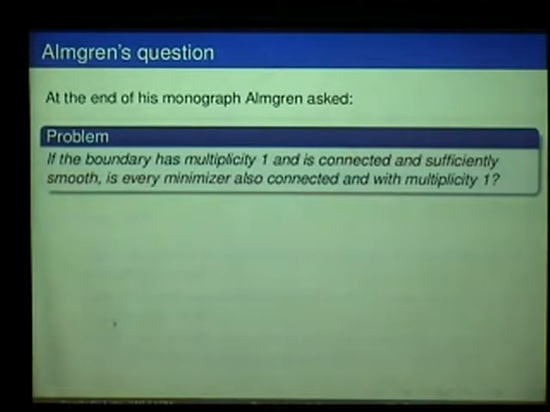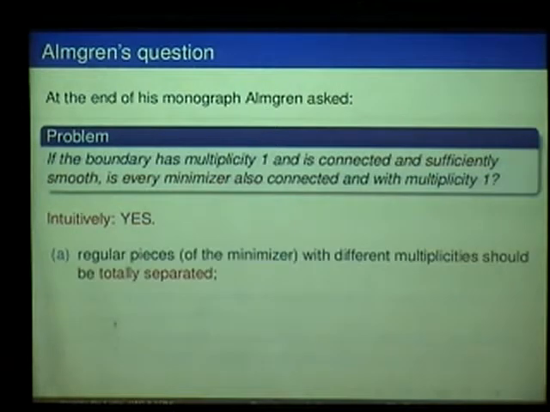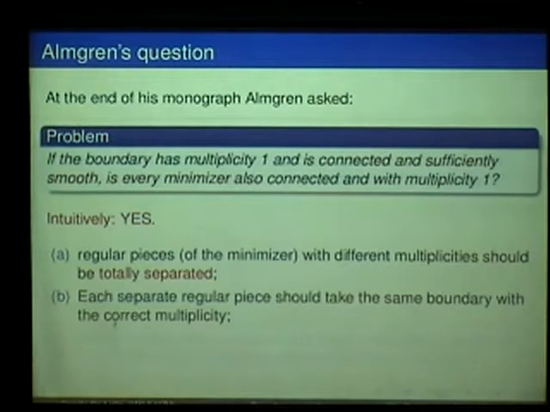Okay. And intuitively, the answer to this question is yes. And how would you like to argue? Well, say that you had full regularity, right? So if you have a regular piece of the surface, the multiplicity cannot jump along this regular piece, right? So the multiplicity is constant over there. Now, the boundary of each connected component of the regular pieces must be contained inside your given boundary data, okay? And by connectedness, it must take the whole boundary data as a boundary.